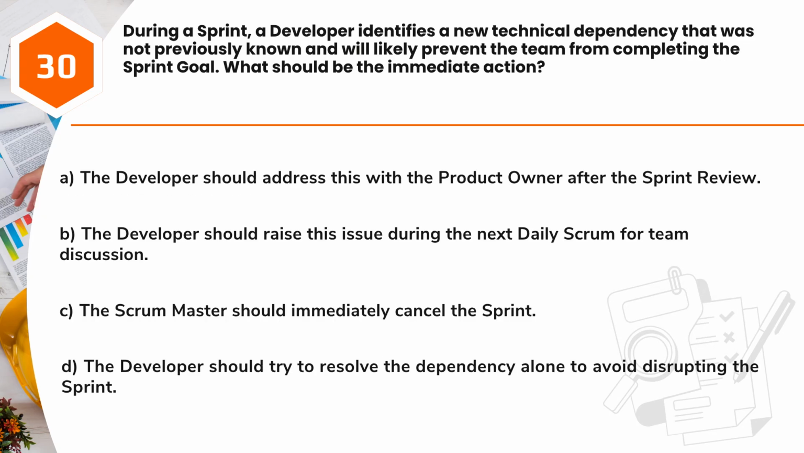Question 30. During a sprint, a developer identifies a new technical dependency that was not previously known and will likely prevent the team from completing the sprint goal. What should be the immediate action? A. The developer should address this with the product owner after the sprint review. B. The developer should raise this issue during the next daily Scrum for team discussion. C. The Scrum Master should immediately cancel the sprint. D. The developer should try to resolve the dependency alone to avoid disrupting the sprint.